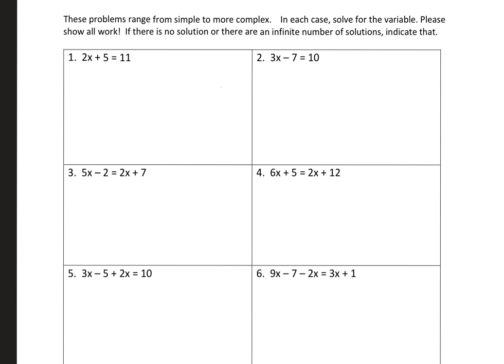Okay, for the first problem here, we just have a very simple 2x plus 5 equals 11, so we subtract 5 from both sides. And now we have 2x is equal to 6. And then we divide both sides by 2, and we get x is equal to 3.